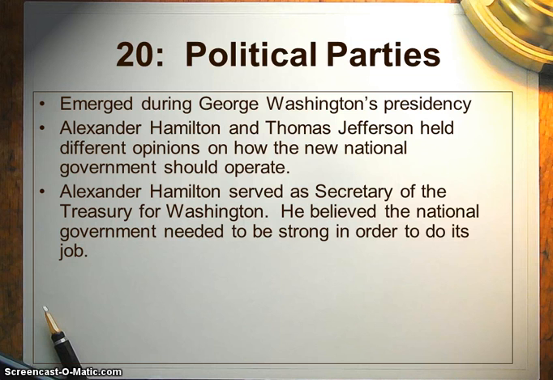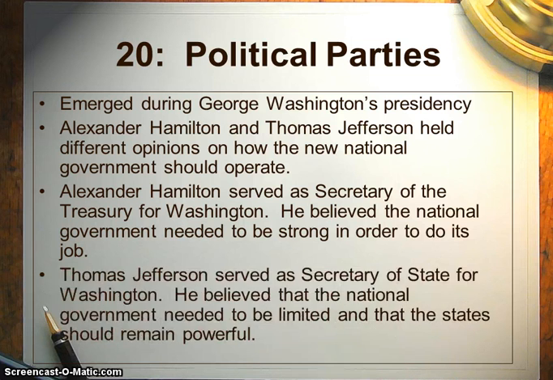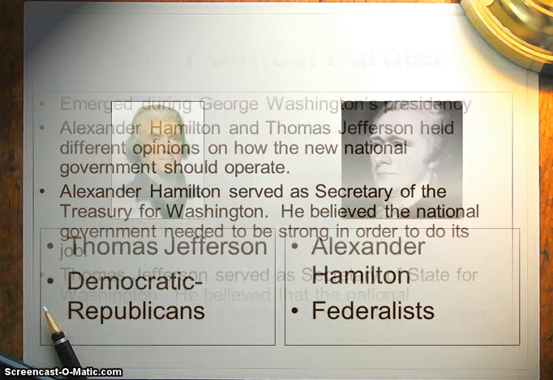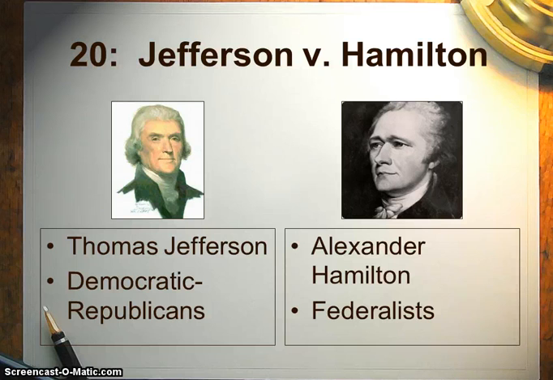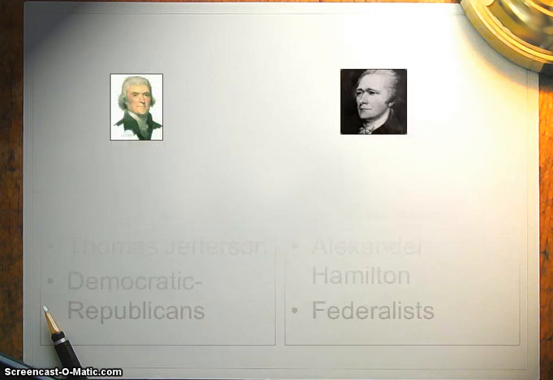He believed the national government needed to be very strong in order to do its job. Thomas Jefferson served as Secretary of State for Washington. He believed that the national government needed to be limited and that states should remain powerful. Thomas Jefferson becomes the leader of the Democratic Republicans. Alexander Hamilton becomes the leader of the Federalists.